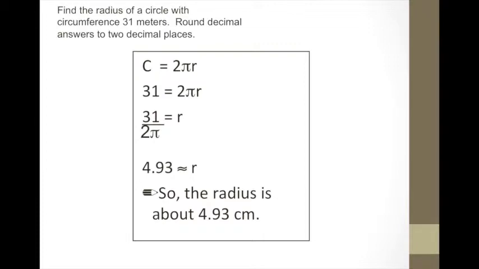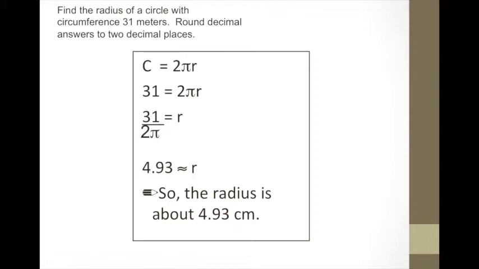When you're finding the radius, this is the other way around. It's the same principle, you're just using some basic algebra here. You're given the circumference of 31 meters, not centimeters, and you are asked to find the radius and round your answer to 2 decimal places.